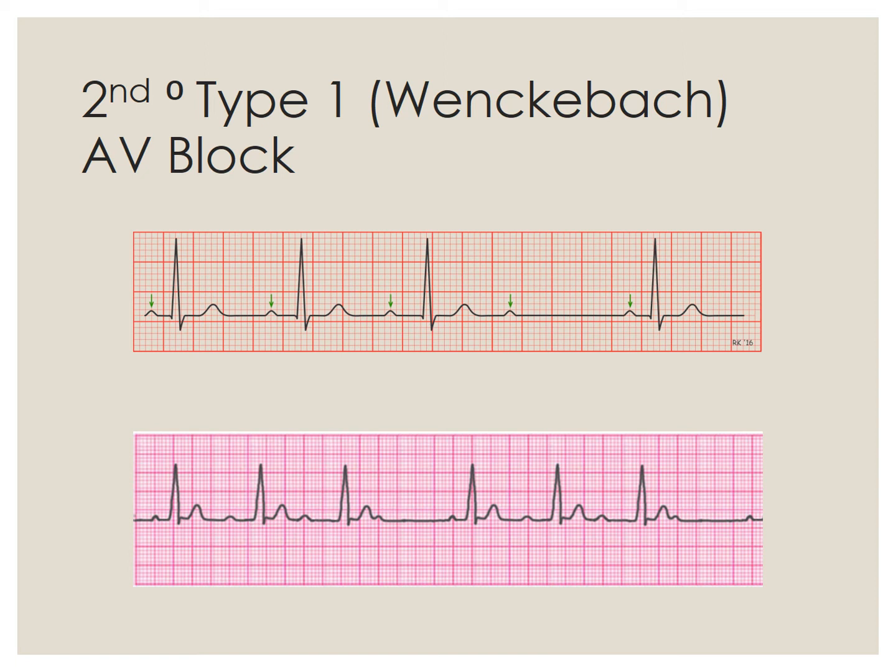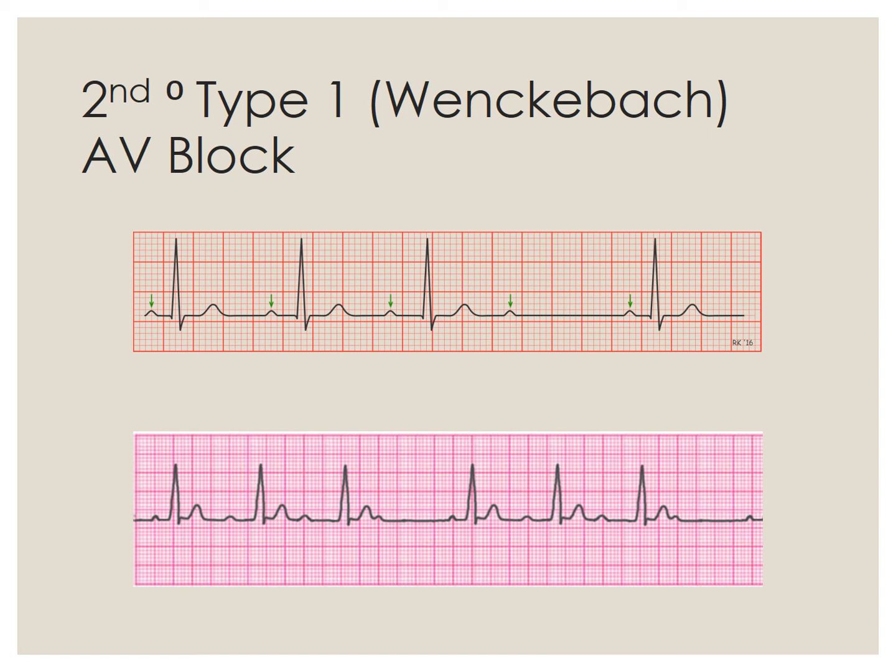Then look at your next P wave: 1, 2, 3, 4, 5, 6. 6 times 0.04 is 0.24. Okay, so as you see, it starts smaller, then gets larger, larger, and then at your next P wave, there's no QRS. It just dropped it, and then it starts over again. So that's a progressive lengthening of your PR interval, and then it drops a beat with your QRS.